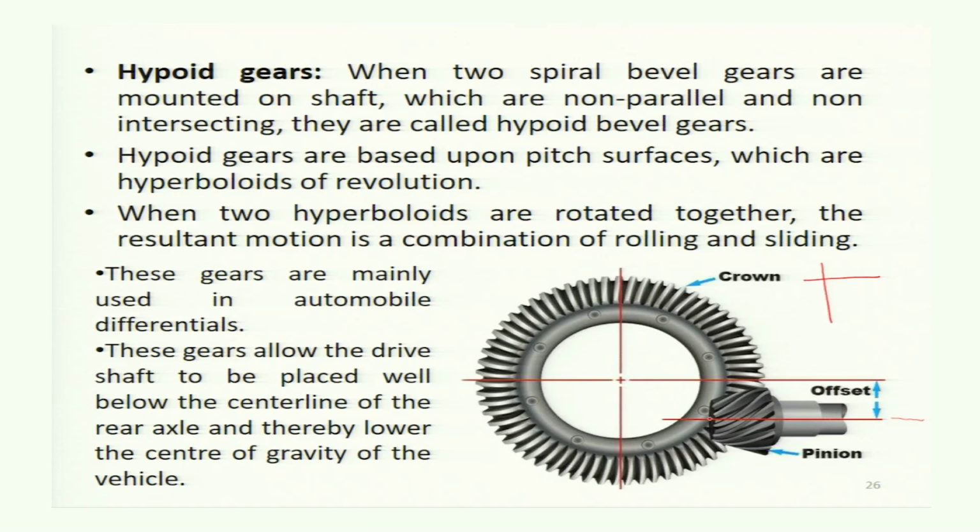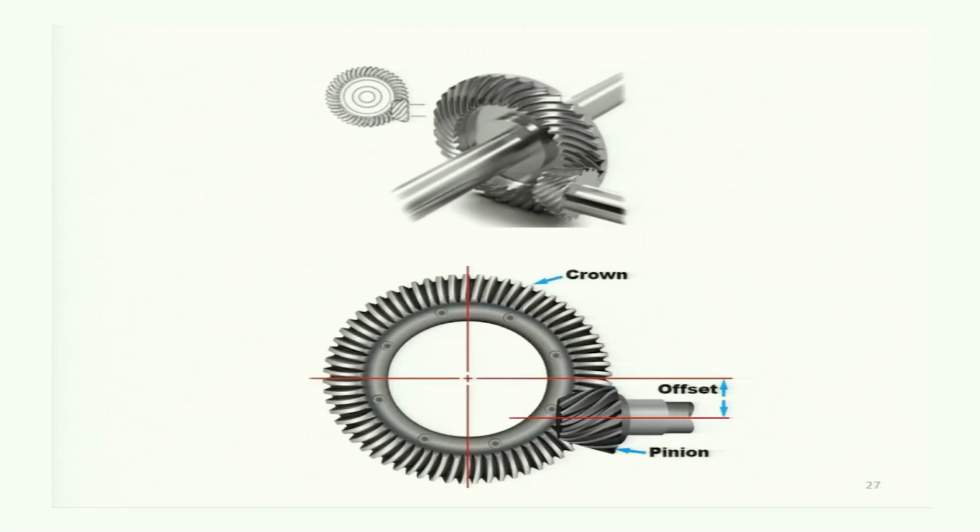The meaning is, if this is the axis of the propeller shaft, and this is the axis of the gear of a differential, then you may keep the axis of the propeller down, and so the center of gravity of the vehicle will become lower and it will become stable. Here you see, this is the crown gear, and the axis is this one, and the axis of the pinion is this one. They are non-parallel and non-intersecting.